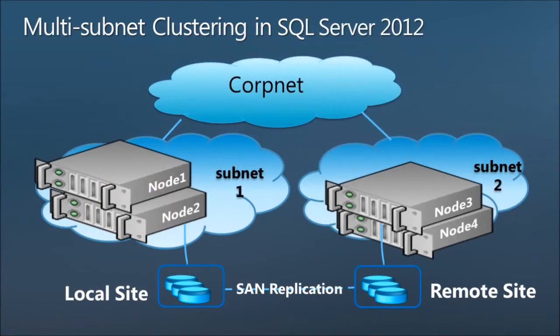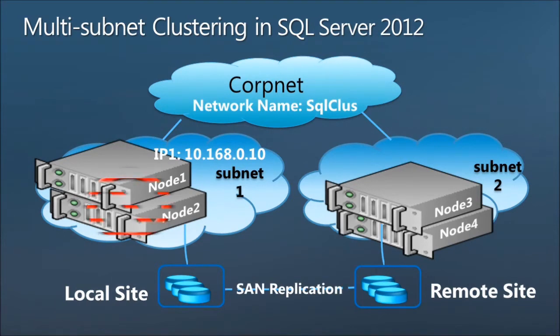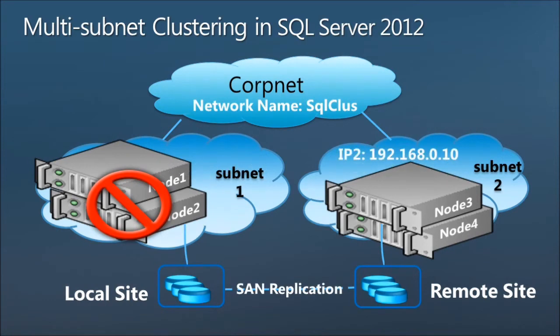Stretched VLAN is not needed anymore with SQL Server 2012 because now FCI can support multiple IP addresses from different subnets. For example, when the primary node is hosted in the local site, it can listen on IP address 1, which is from subnet 1. When something bad happens on the local site and the whole site goes down, the FCI fails over to another subnet, then the FCI can listen on a different IP address from subnet 2.